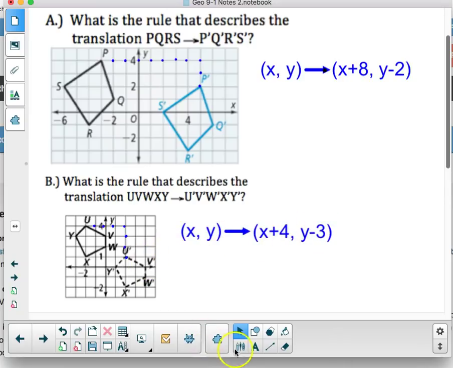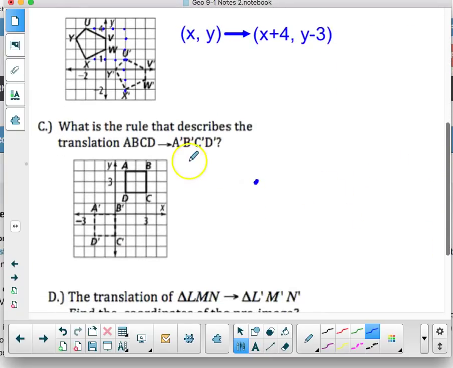Let's double check it. It doesn't hurt me to double check, and it only helps. I'm going to try X. 1, 2, 3, 4. 1, 2, 3. 4 to the right, 3 down. Totally works. Okay. Now, what is the rule that describes the translation A, B, C, D to A prime, B prime, C prime, D prime? Check it out. Go ahead.